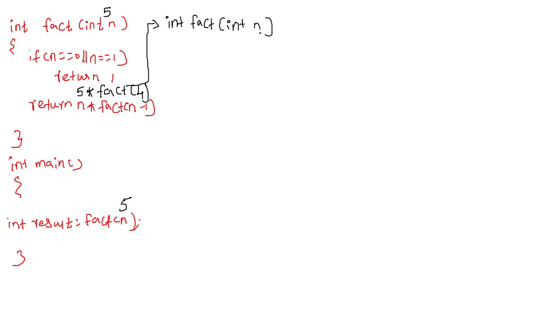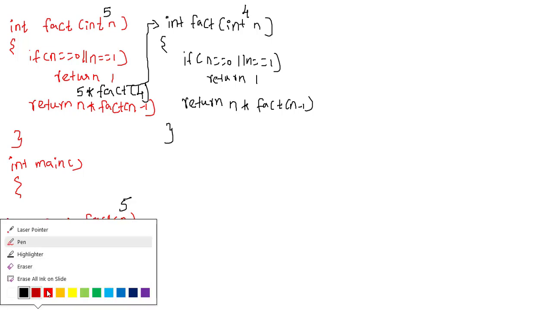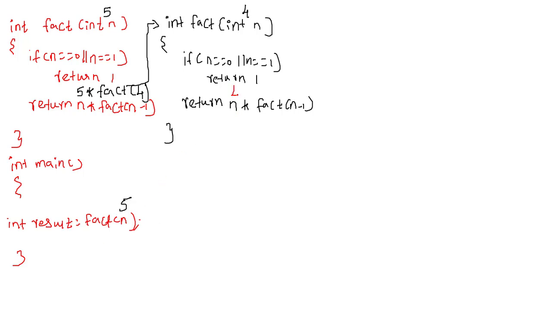Int fact(int n). So here, what is my n value? In this function, the n value is 5. In this function, my n value is 4. Check the condition. If n equal to 0 or n equal to 1, the condition is false. So I'll not go inside the if condition. I'll go here, return n into fact of n minus 1. So first, what happens? The n value is 4. So 4 into fact of n minus 1. What is my n value? 4. 4 minus 1, 3.